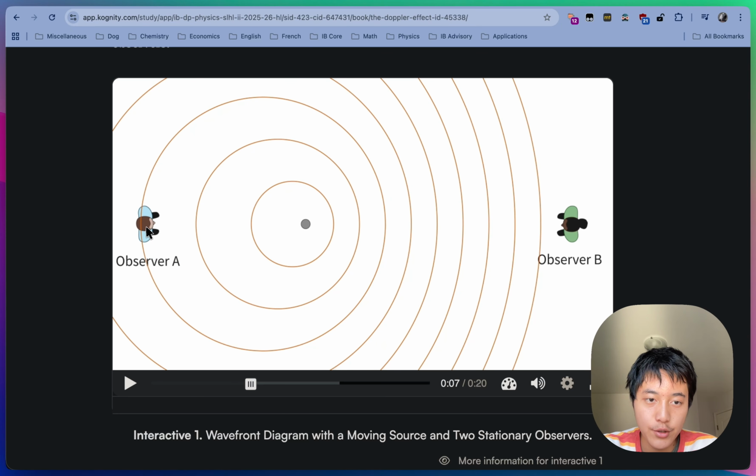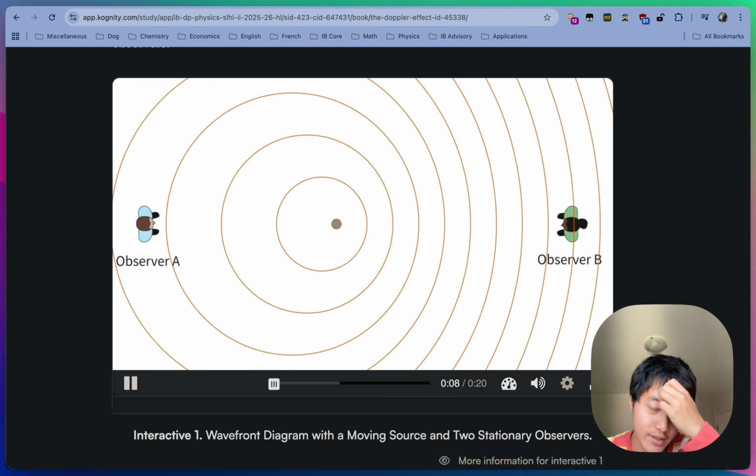There are two observers, two humans in this case. They're stationary, and there is a source that is producing waves. Let's say this is sound waves, and the source is moving from observer A to observer B at a constant speed. So let's look at what happens.